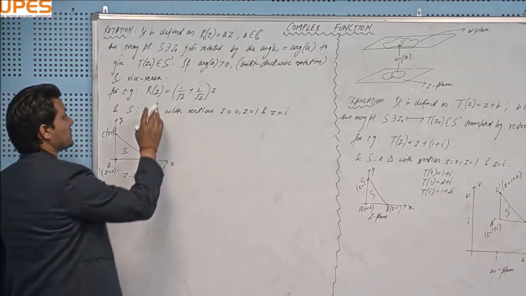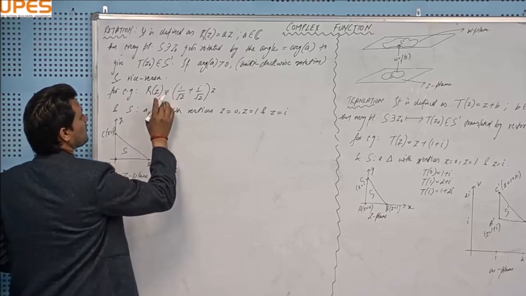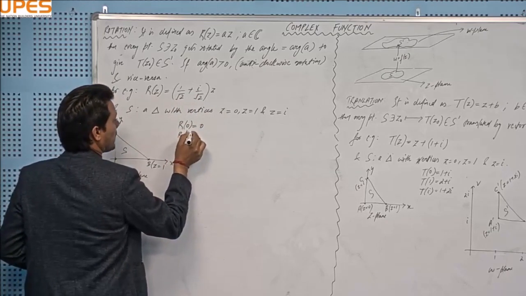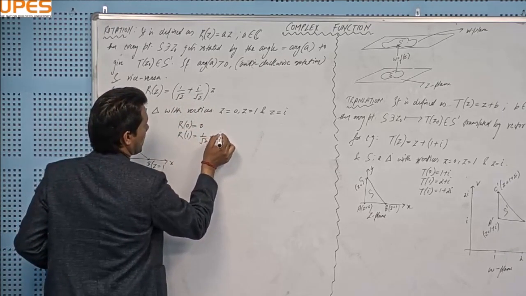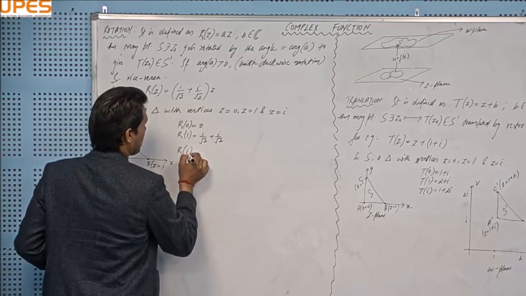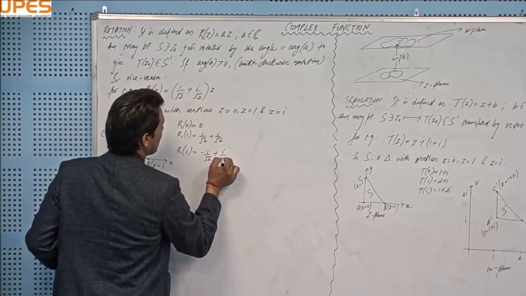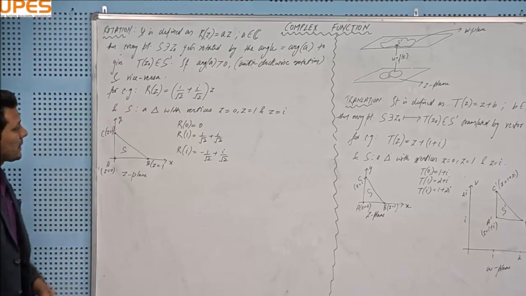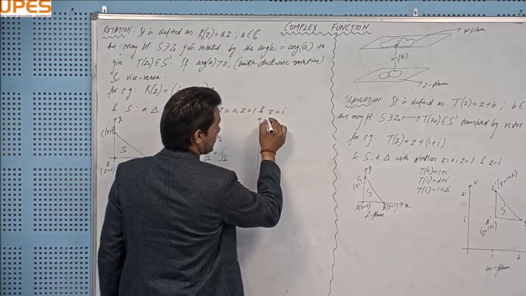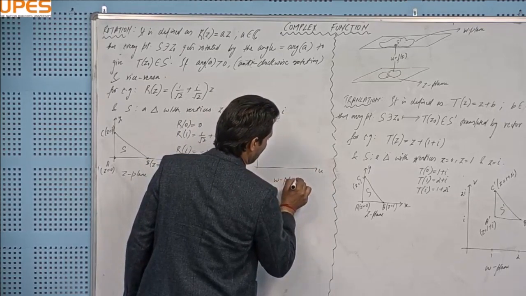And now applying this rotation mapping, putting z equal to 0 here, I will be getting R(0) equal to 0, you can see that. Then R(1) equal to 1 by root 2 plus iota by root 2, and then for the third point iota, that will be minus 1 by root 2 plus iota by root 2, fine. And then drawing my W plane on the same scale, right? V, U, and this is my W plane, fine.